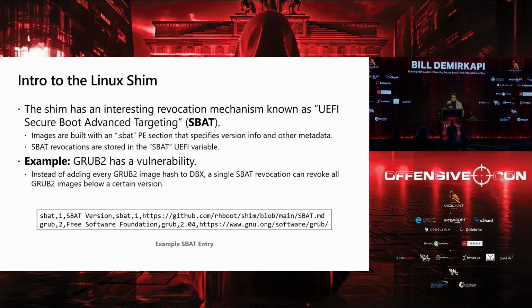Now, let's say grub2 has a vulnerability. The idea is that instead of adding every single grub2 hash into DBX, which is unpredictable and unreliable, because you might not find every single one, you instead add just a single line to SBAT that specifies a new version and revoking everything before it.